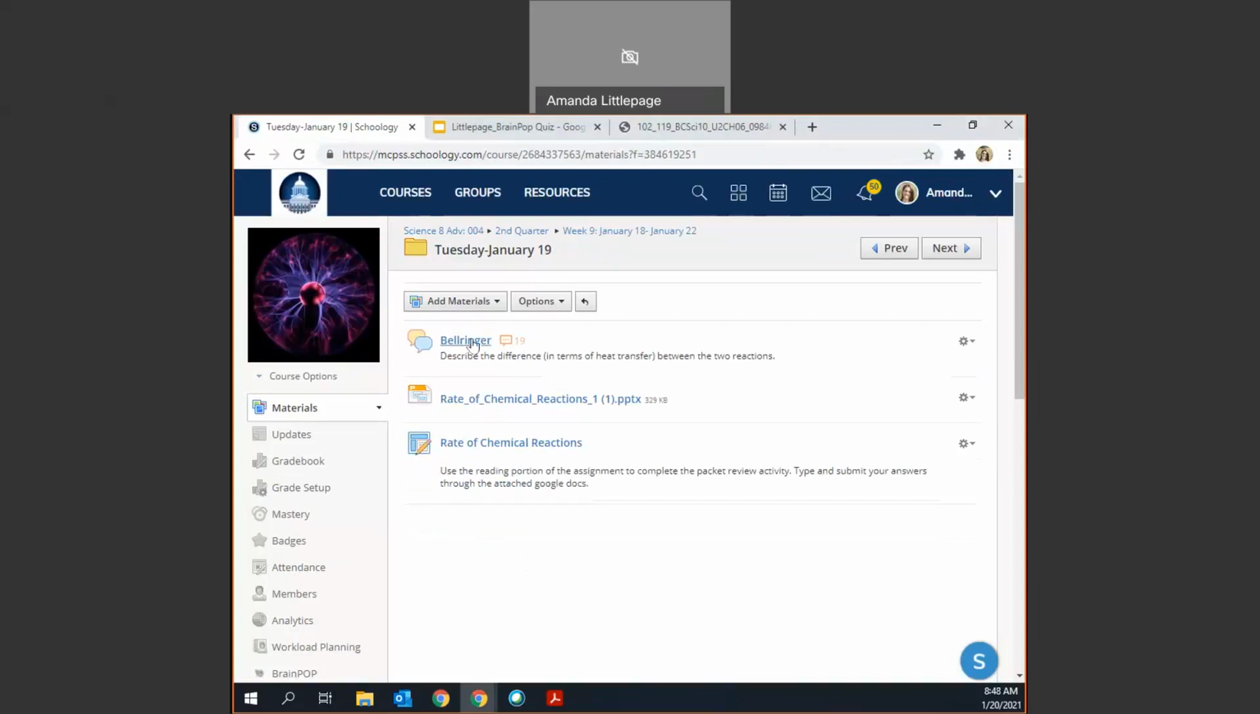We have a bell ringer. We have a PowerPoint, and we have a practice activity. This PowerPoint goes along with the notes that were posted in last Friday's folder. If you want to fill in the guided portion of these notes, you have access to the PowerPoint here. The notes that you will be typing in and submitting are found in last week's Friday folder. I'll show you where that is so you have it.